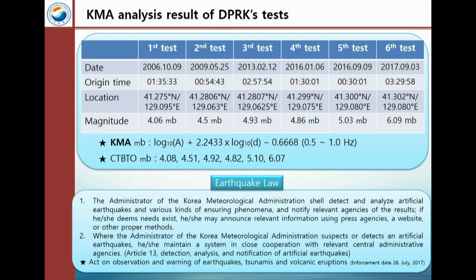In 2017, we made our KMA-MB modified calculation equations. I will not talk about the seismic today because this was already done and presented previously by me and my colleague.